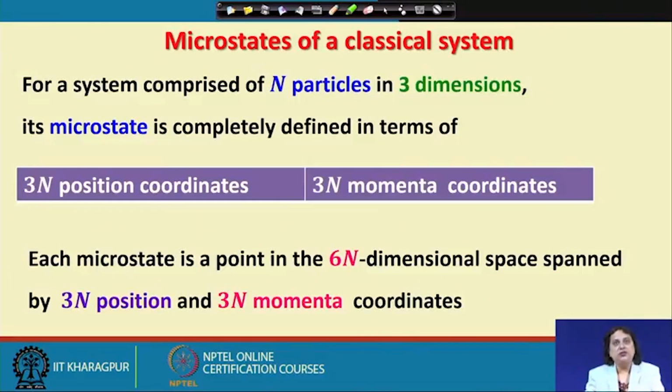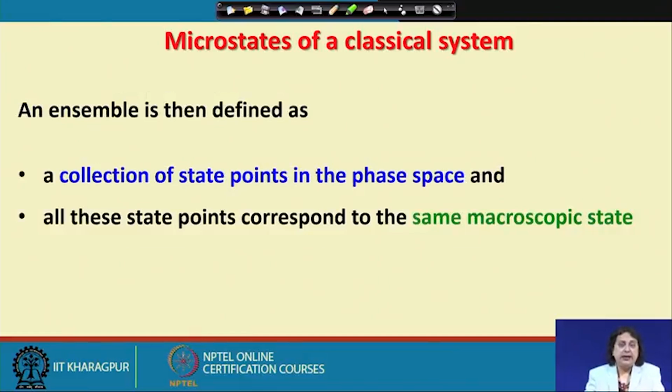And in this connection we defined the microstates of the system in terms of 3n position coordinates and 3n momenta coordinates, and introduced the concept of a phase space. So, when you say that you know the microstates of a classical system, then an ensemble is defined as a collection of state points in the phase space, and all these state points correspond to the same macroscopic state.